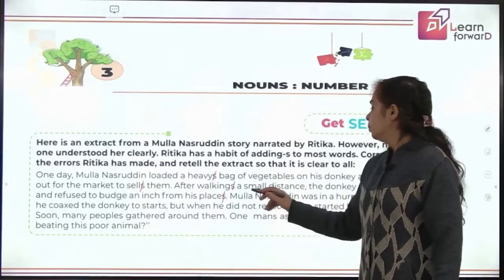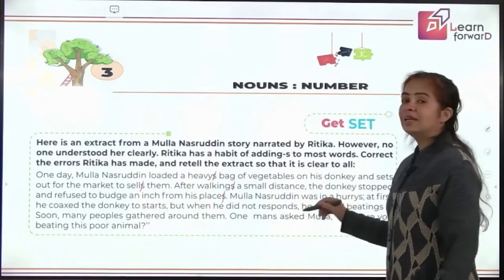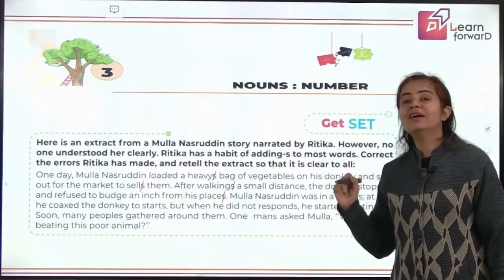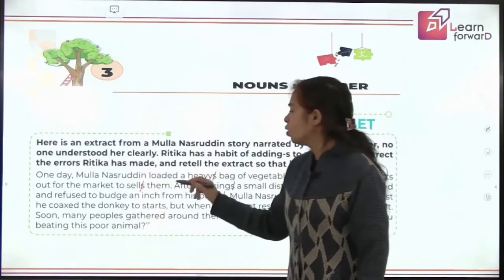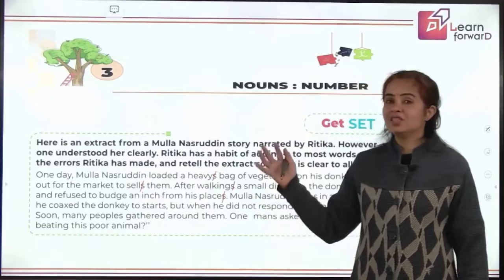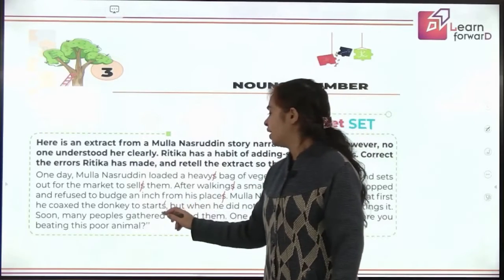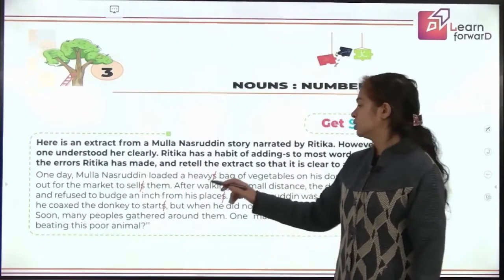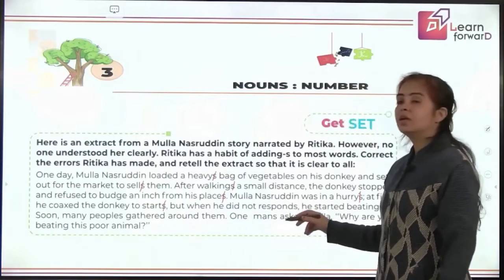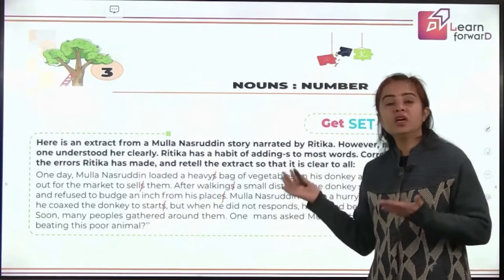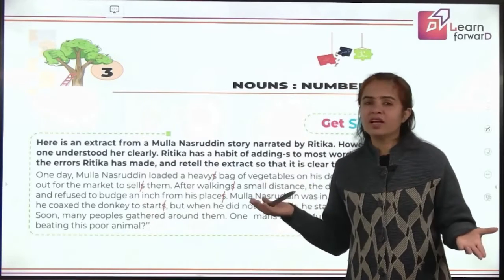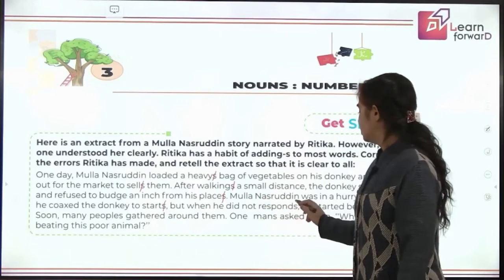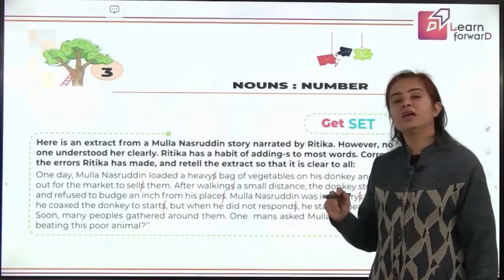Yes. Mullah Nasruddin was in a hurry. Hurries is no word. At first, he coaxed the donkey to, I just told you with to, we will not have S with the verb. Yes. So to start. But when he did not respond, see, did not is past tense. Response is present. We cannot have two tenses together. So it will be did not respond.